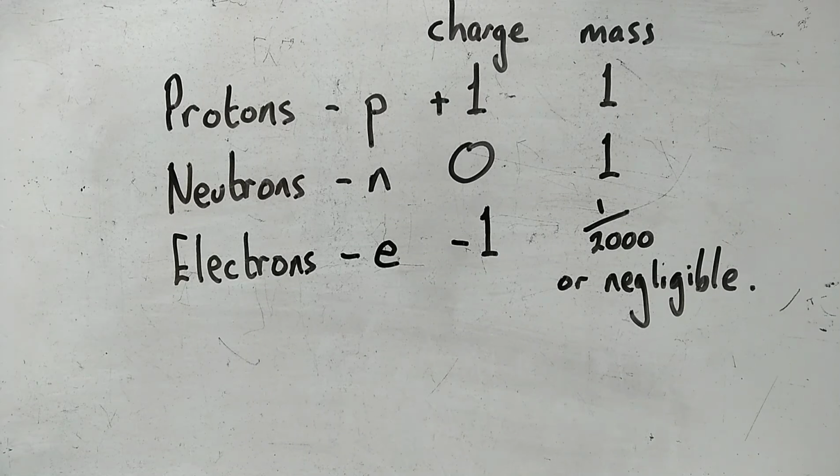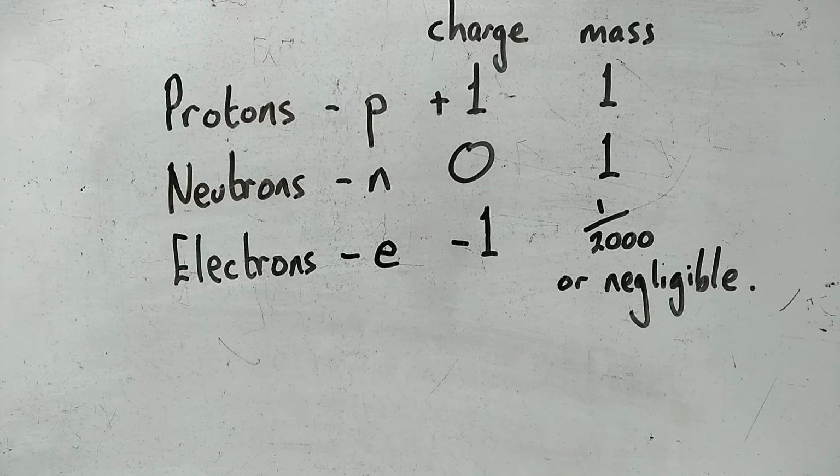Finally, an electron. Now, an electron has got a very tiny mass, but sadly, you're not allowed to say it's 0. You must say it's 1/2000th of the mass of a proton or a neutron, or you can say that the mass is negligible, i.e. that it doesn't really matter. If you think about it, you need 2,000 electrons to give the mass of 1 proton or indeed 1 neutron.